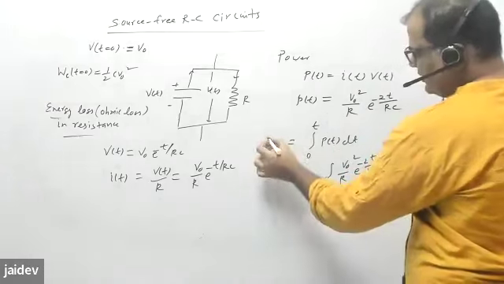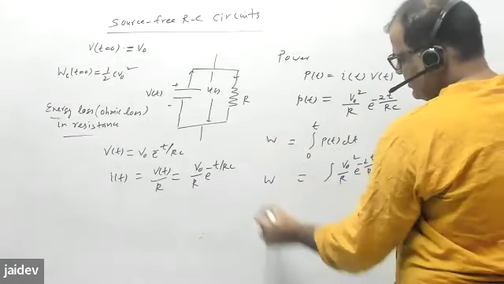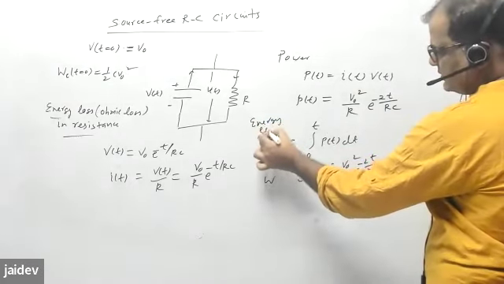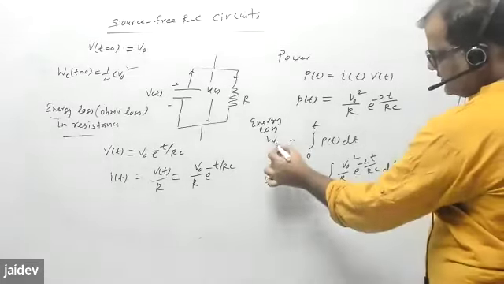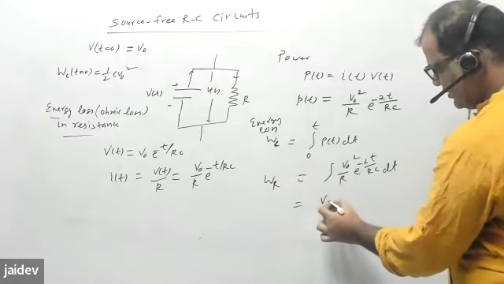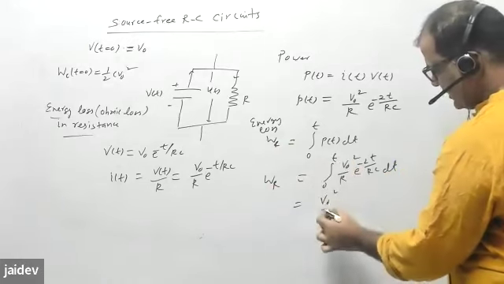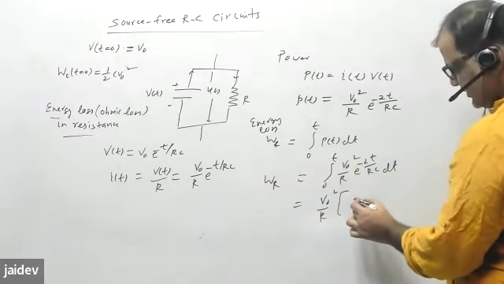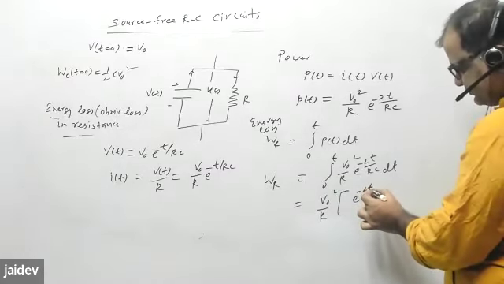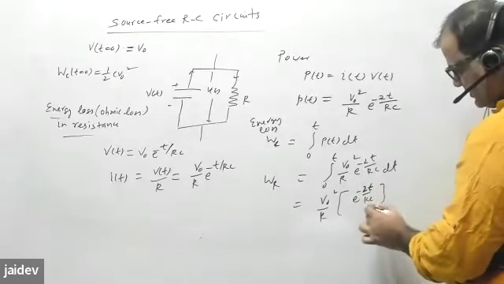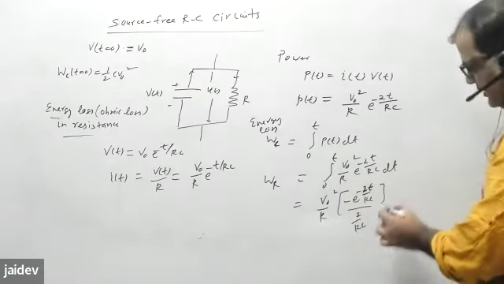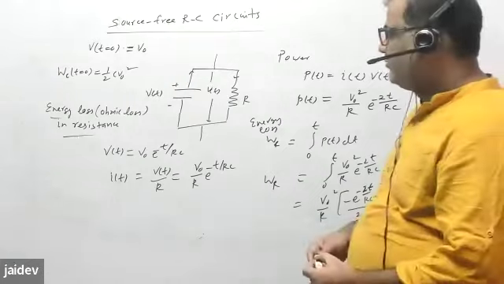This energy loss I will write as W, work done, the energy loss in the resistor R. So this will become what? V naught square, V naught is constant, R is constant. If you integrate this one, e power minus 2t upon RC will come, and what will come? A minus sign and RC upon 2. And this is from 0 to t. Put in the values.